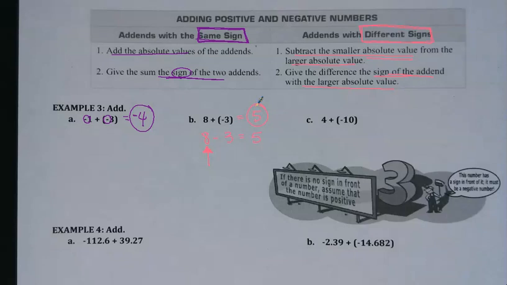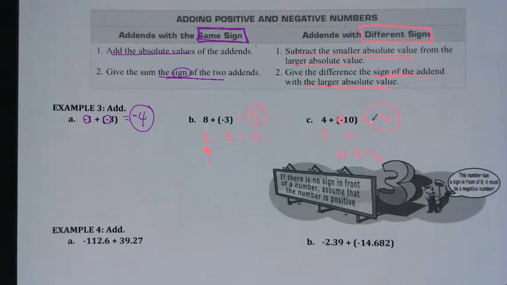All right, if we look at 4 and negative 10, the absolute value of 4 is 4, and the absolute value of negative 10 is 10. So here we would do 10 minus 4, which would equal 6. And if we're giving the sign of the larger absolute value, 10 was the larger absolute value. It had a negative sign. So the answer is negative 6.